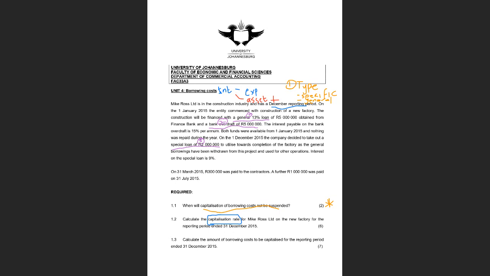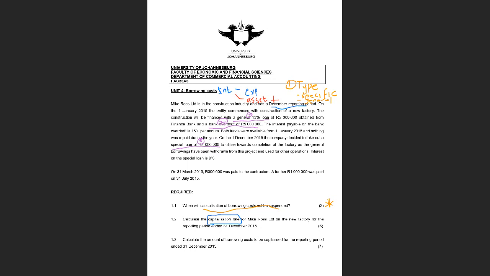Now we need to determine for each loan that we have, 1, 2, and 3, which ones are specific and which ones are general. So starting with number 1, they also kind of gave us a clue. They said to us that they're calling it a general 13% loan. So obviously, this would indicate to us that this is part of general borrowings. Good. Okay, then what about number 2?